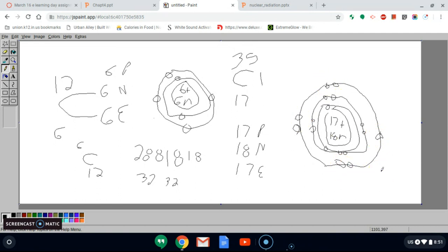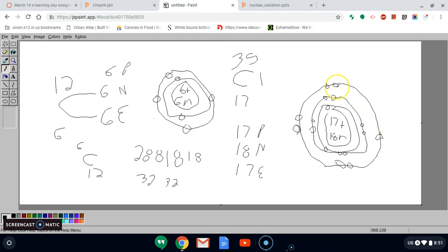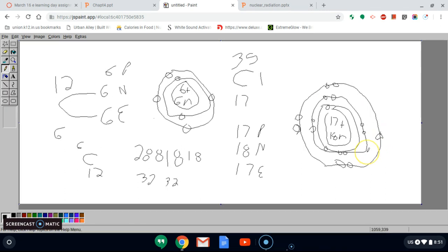Now, look at your drawings. I don't have drawings for all of these pieces and parts. Look at your drawings. Sulfur should only have 1, 2, 3, 4, 5, 6 in that last outer shell, outer energy level. It should be missing this one. If you drew argon, it should have 1, 2, 3, 4, 5, 6, 7, and then 8. Another one right here for the argon one.